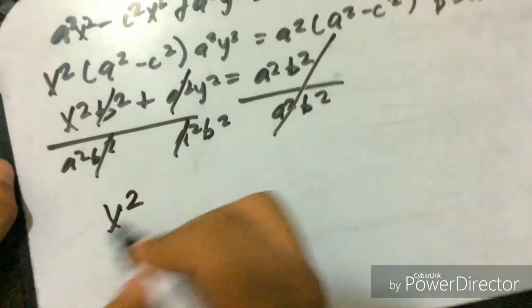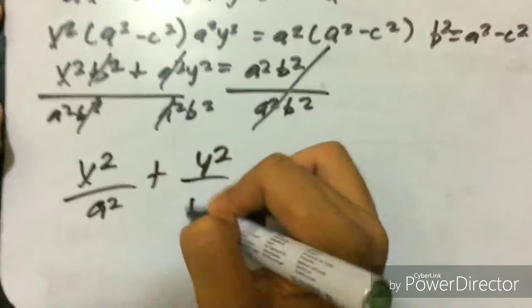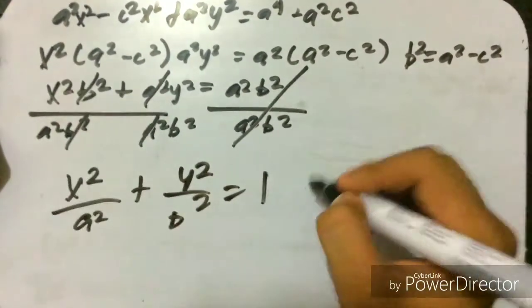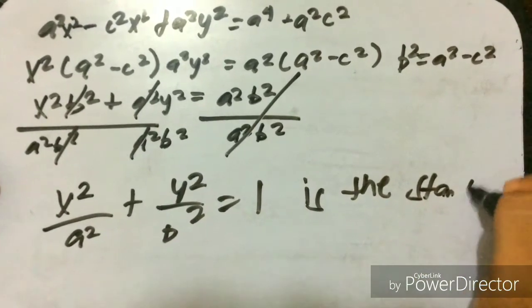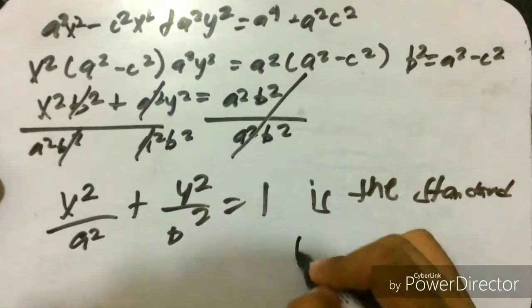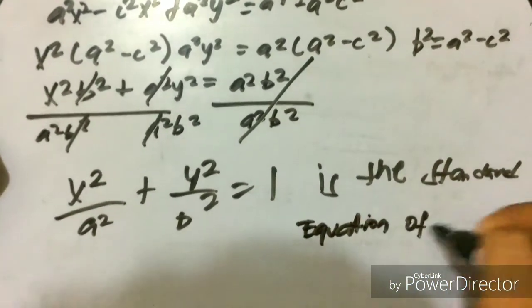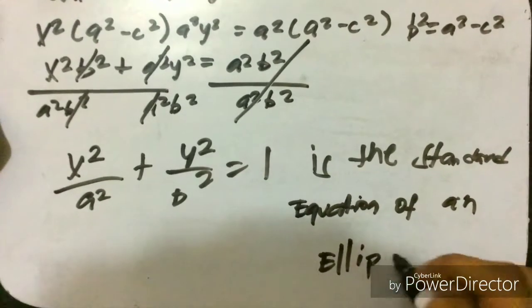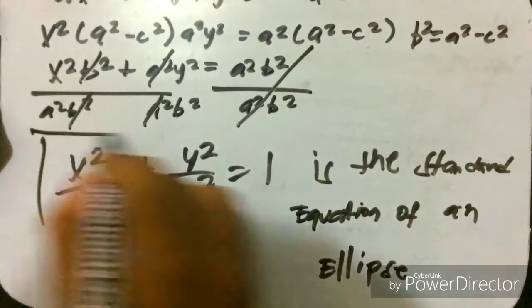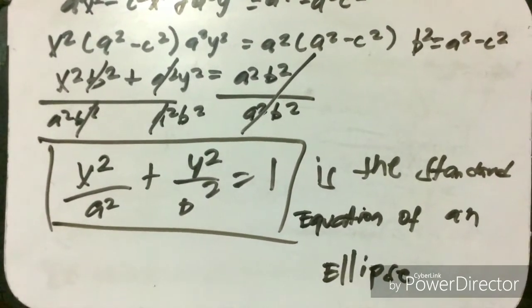So x squared over a squared plus y squared over b squared equals 1 is the standard equation of an ellipse. Now you've successfully derived the formula for the standard equation of an ellipse.